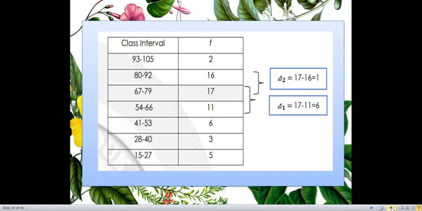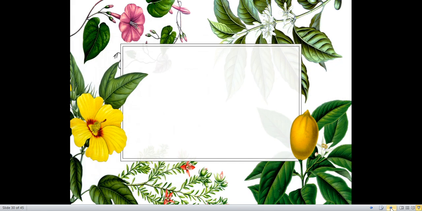Okay, here is the table. We don't need another column. We just need to find out what we will use for delta 1 and delta 2. Since it says difference, for delta 1, 17 minus 11, the one below, equals 6. So we're going to use the 6. Then for delta 2, 17 minus 16 will give us 1. So that's what we're going to use now in the formula.